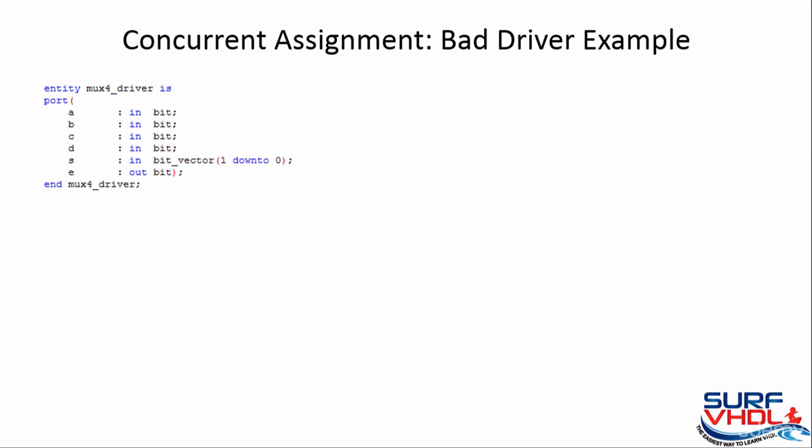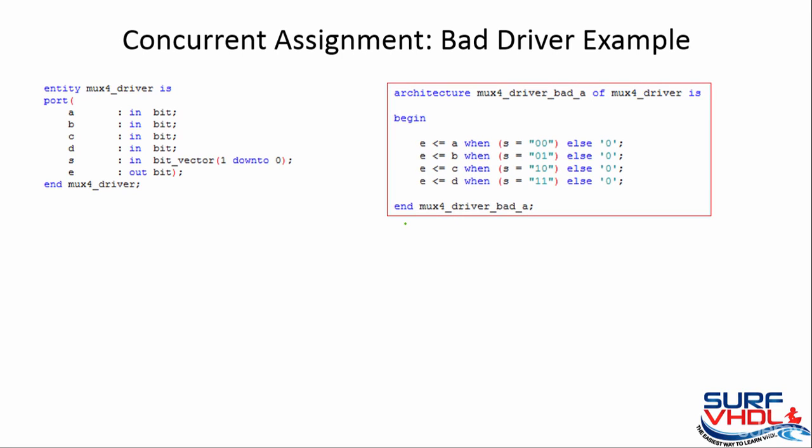Let's design a four-way mux similar to the example seen in the previous lesson. In this case, the mux selector is a bit vector, that means it is a bus of 2 bits instead of two different lines S0 and S1. An incorrect way to describe this mux is this one.